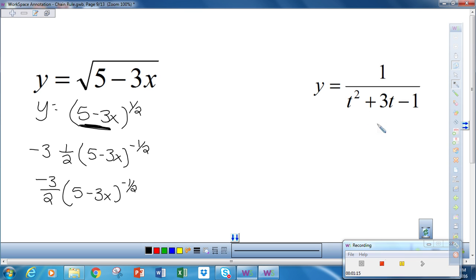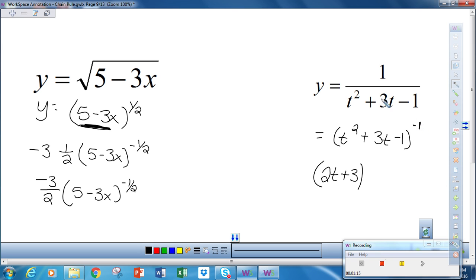Now, this may seem like we don't need to use the chain rule on it, but we do because we need to write this as t squared plus 3t minus 1 all raised to the negative 1 power. Okay? So once again, we have to take the derivative of the inner function, which is 2t plus 3. Make sure you put this in parentheses.